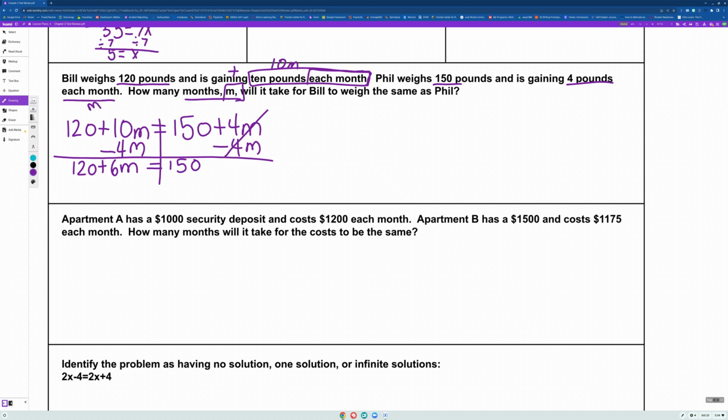So now I have my variables on one side, but I want all of my other numbers on the other. So I'm going to do the opposite of a positive 120, which is just going to be to subtract. So we're going to subtract 120 on both sides. I'm going to bring my work over here. So once I do that, my 120s cancel, and I get 6m is equal to 150 minus 120. That's 30.